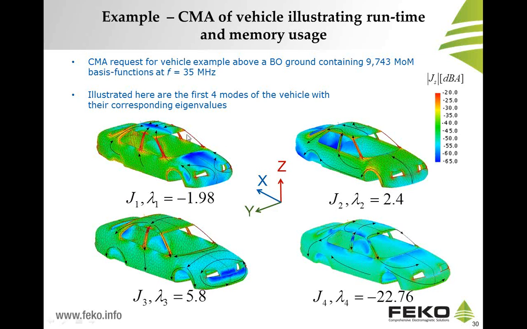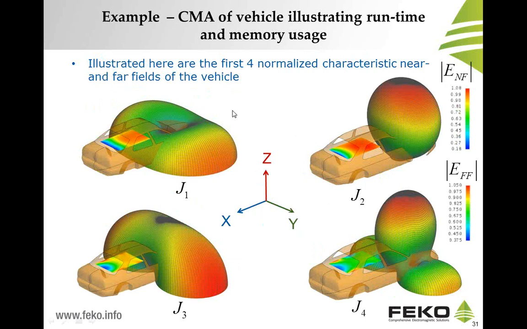Now, I just want to illustrate here, without going into too much detail, the vehicle type structure that has been analyzed, where the first 4 modes have been solved at about 35 megahertz. And illustrated here, I show you the eigencurrent distribution. In a similar way, I can also show you the far field distributions of the first 4 normalized characteristic near fields, and also that of the far fields.